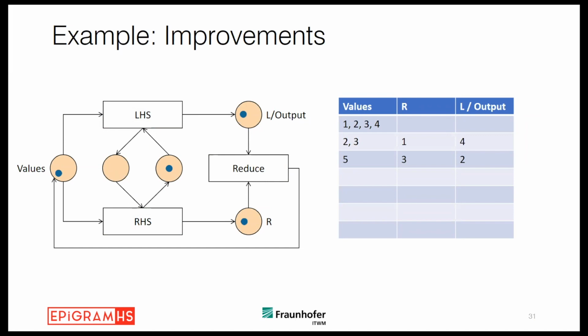Now we execute again. So the previous value 5 will go to L, and the next result will go back to values and will be distributed on its side to reduce. To R. Now, one last step, we will calculate the last result. It goes back to values, and now LHS will take the last value and put it into L.